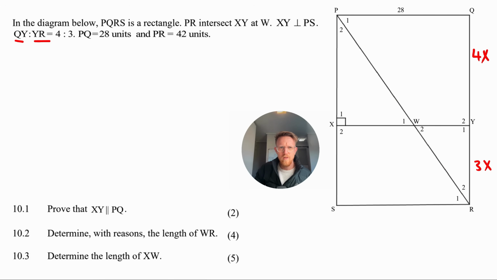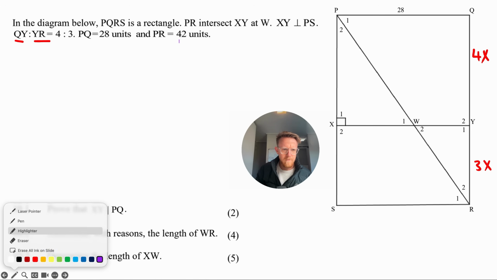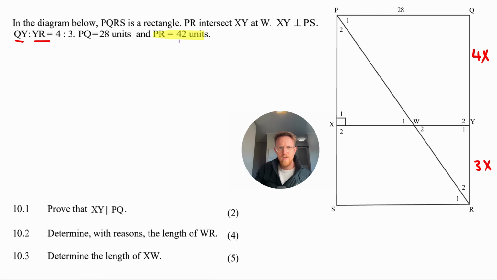So let's rather go PR. Oh no, I don't want that color. It's a bit too much. Let's just do that and that. Lekker man. So let's do this one. First question, 2 marks. Prove that XY is parallel to PQ. XY and PQ. Okay.